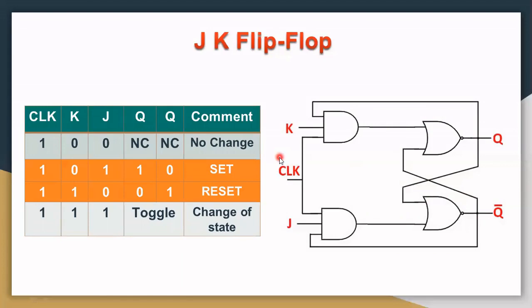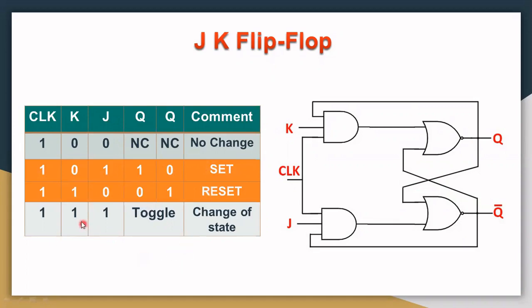JK flip-flop has two inputs J and K and two outputs Q and Q dash. And we are interested in two states, set state and reset state. When J is equal to 1 and K is equal to 0, it is called a set state. And when J is equal to 0 and K is equal to 1, that is called a reset state.